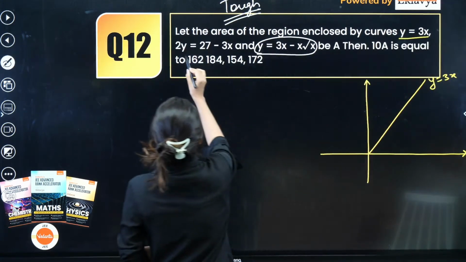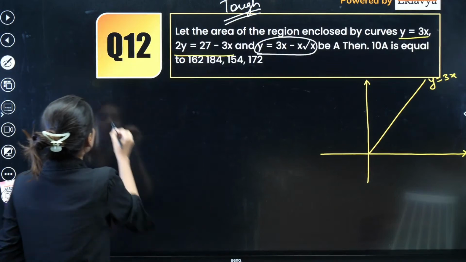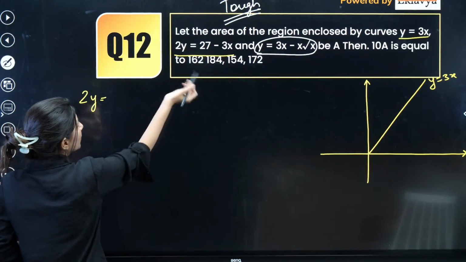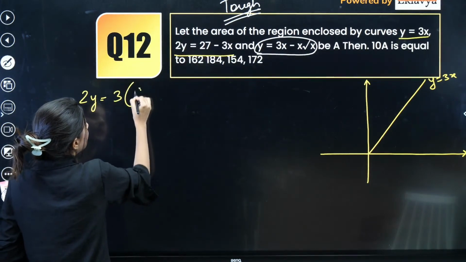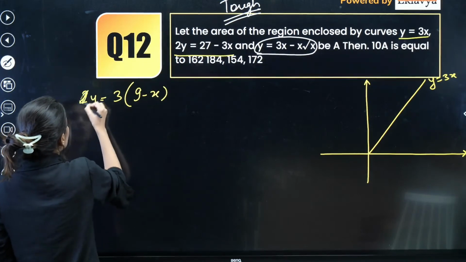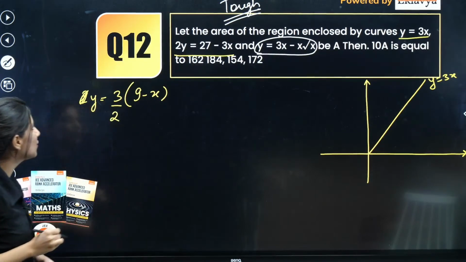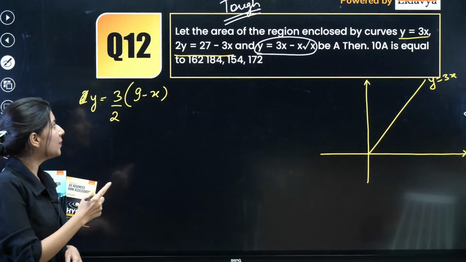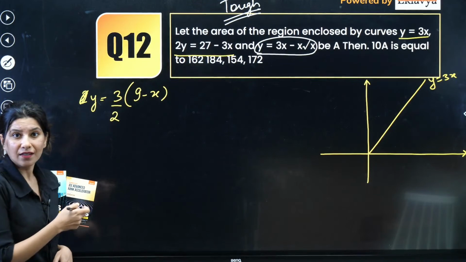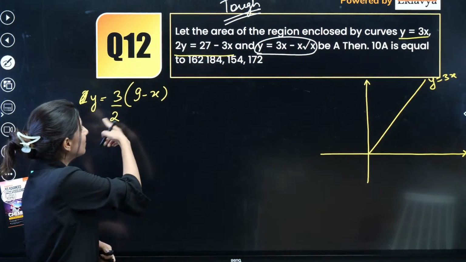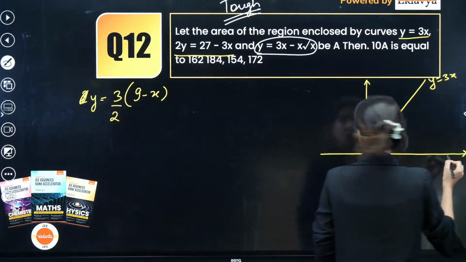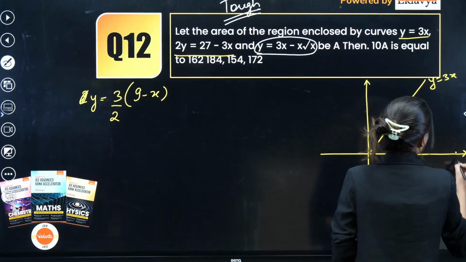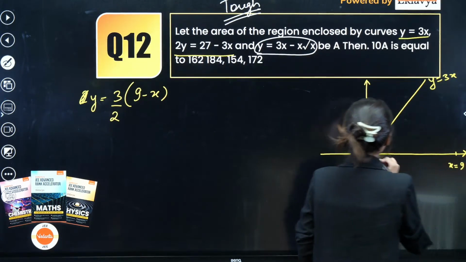What about this line? 2y is equal to, if I take 3 common, 3(9 minus x). This 2, if I delete, so y is equal to 3 by 2 times (9 minus x). So that means this line, the moment I put y equals to 0, x is equal to 9, so it passes through x equals to 9. That is one thing, right?